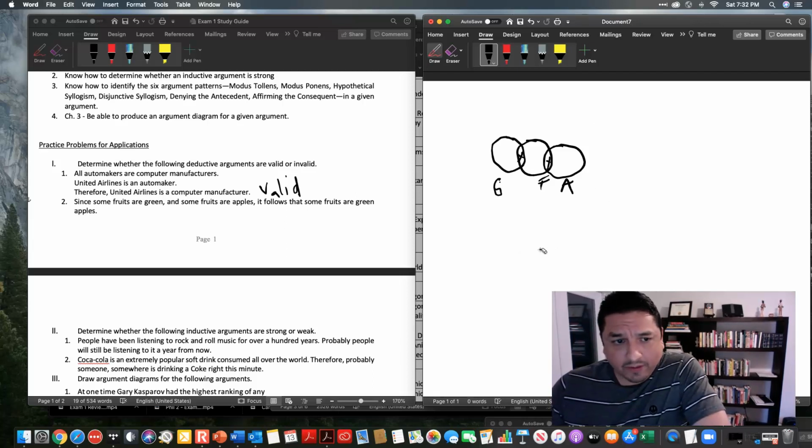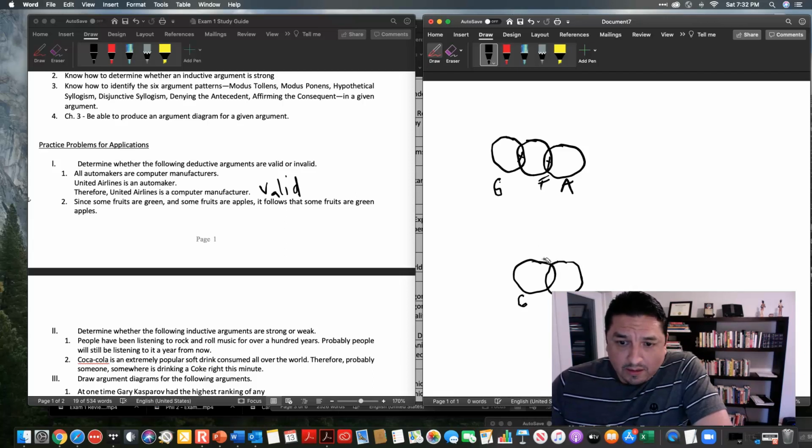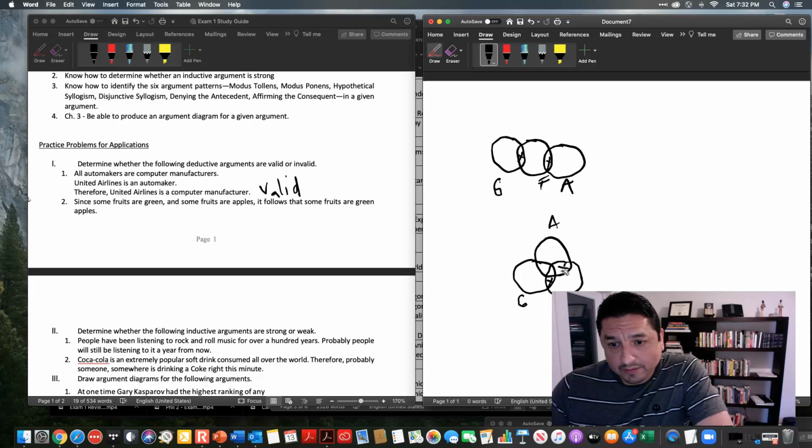Another way is as follows. I'm going to go ahead and draw three overlapping circles. We're actually going to learn how to do this in chapter 7. But you have three overlapping circles, and one of the circles is things that are green. The other one is things that are fruits, and the third one is things that are apples. The first premise tells you that there are things that are both green and fruits, and that's in the overlap. Okay. The second premise tells you that there are things that are fruits and apples right here.